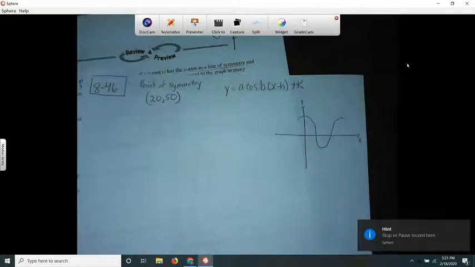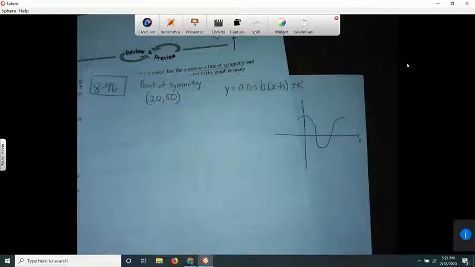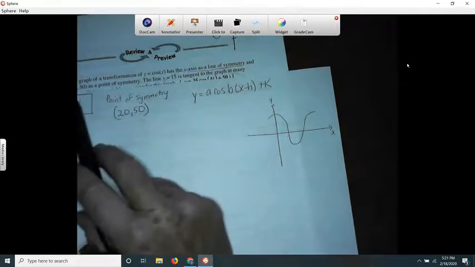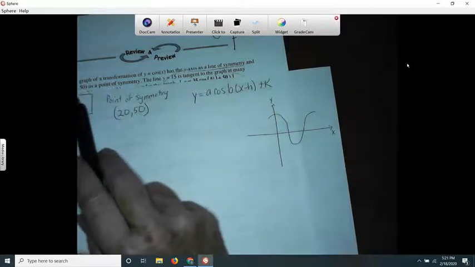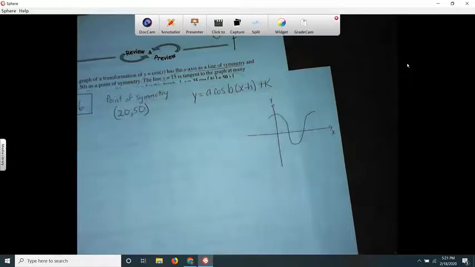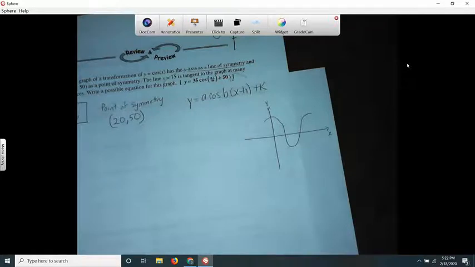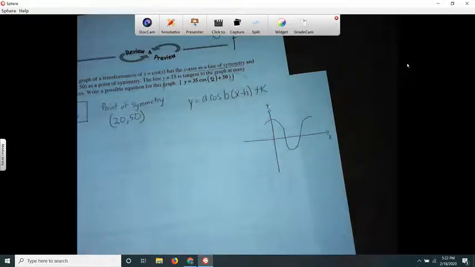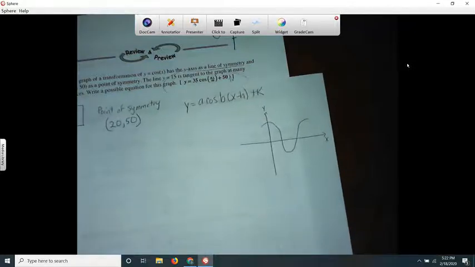Here is Precalc, problem 8-46. It says the graph of a transformation of y equals cosine x has the y-axis as a line of symmetry and (20, 50) as a point of symmetry. The line y equals 15 is tangent to the graph at many places. Write a possible equation for this graph. So there's a possible equation. We need to figure out why that makes sense, or that's even an equation that works.